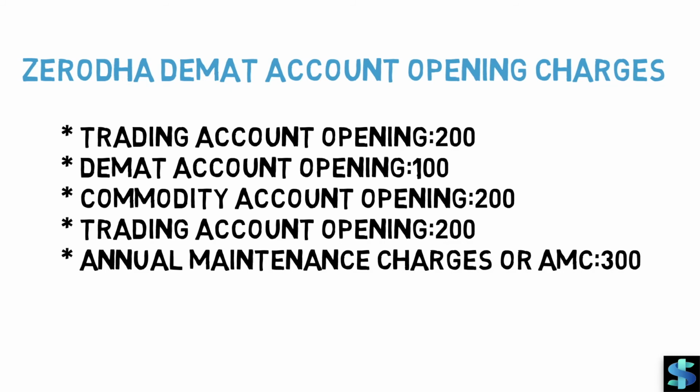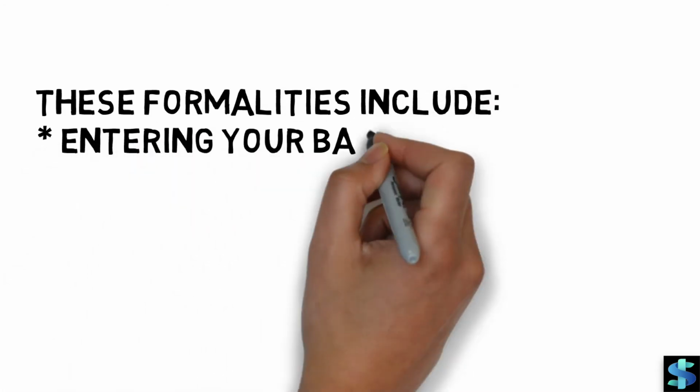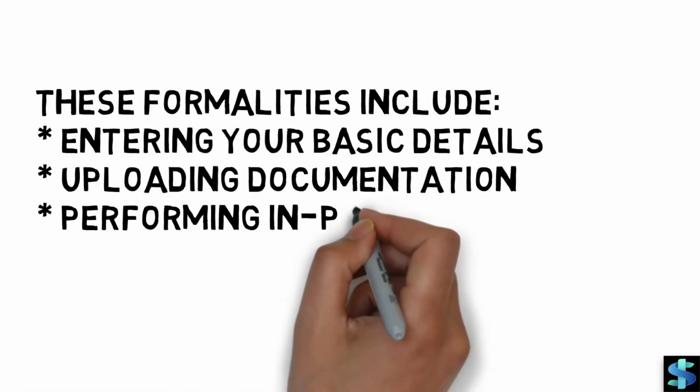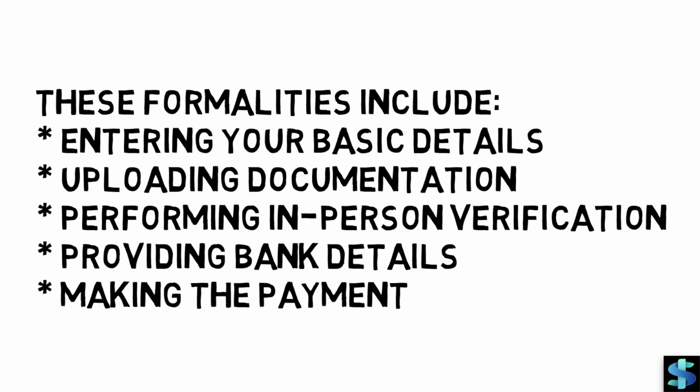If you have the complete documentation and understand how to perform IPV, that is in-person verification online, it would take you around 20 to 25 minutes to complete the overall formalities. These formalities include entering your basic details, uploading documentation, performing in-person verification, providing bank details, and making the payment. There could be one or two more steps depending on the inputs you enter in your overall account opening journey.